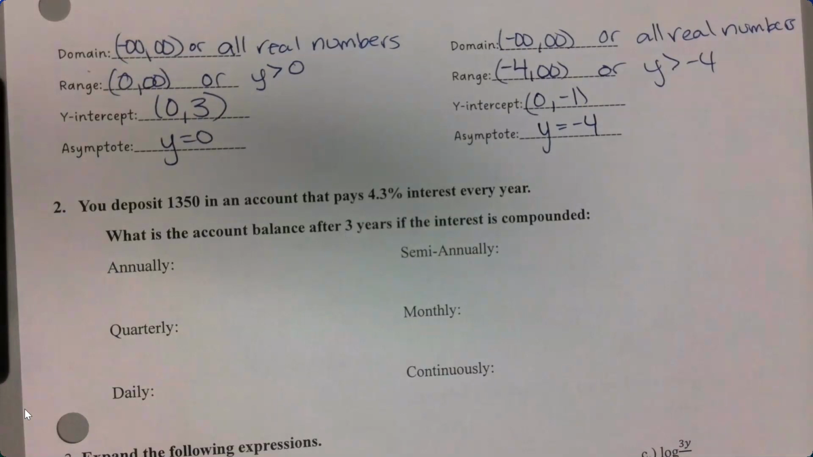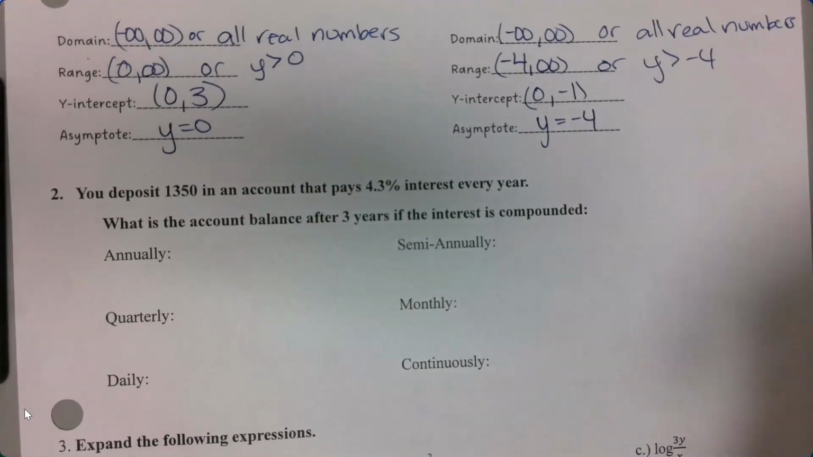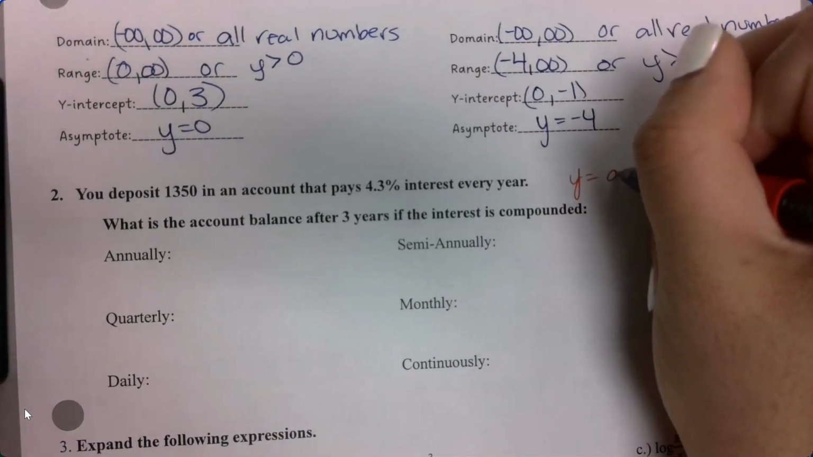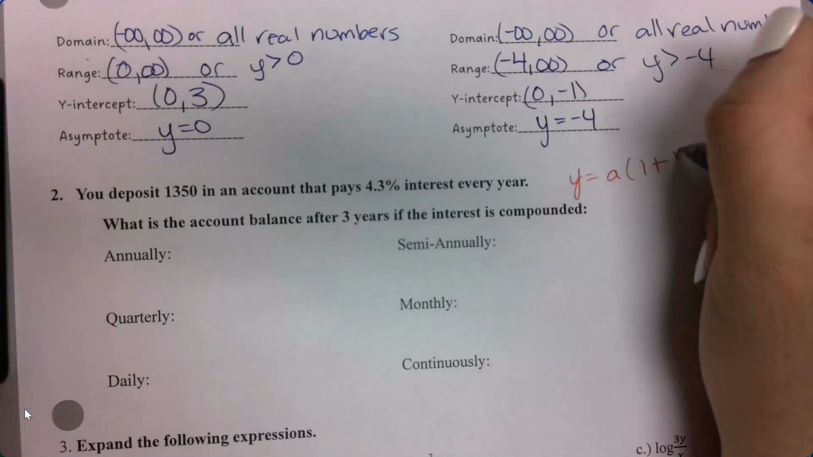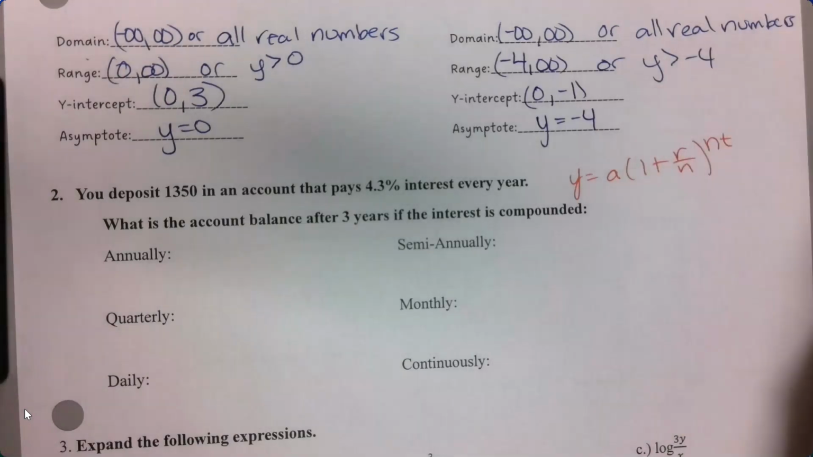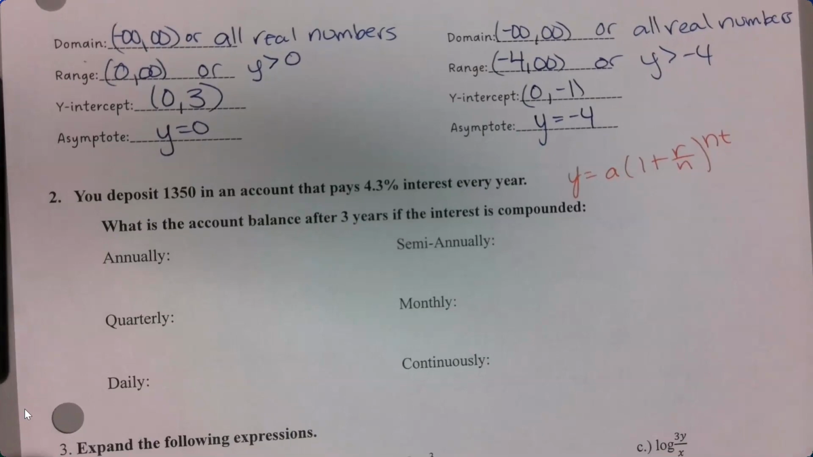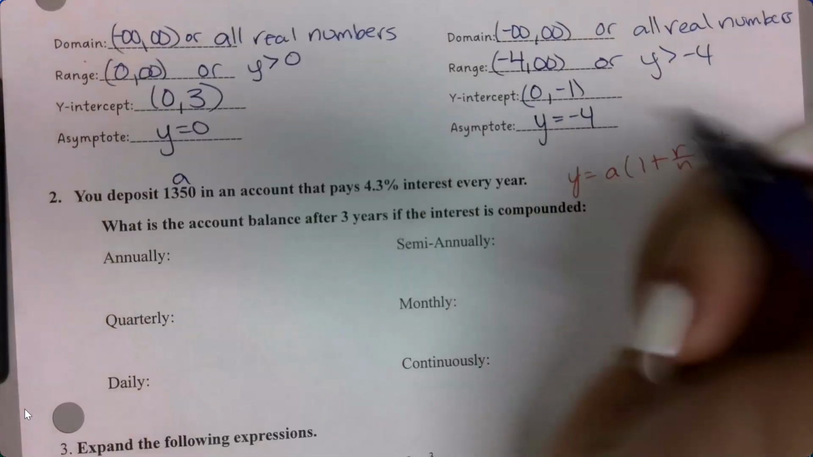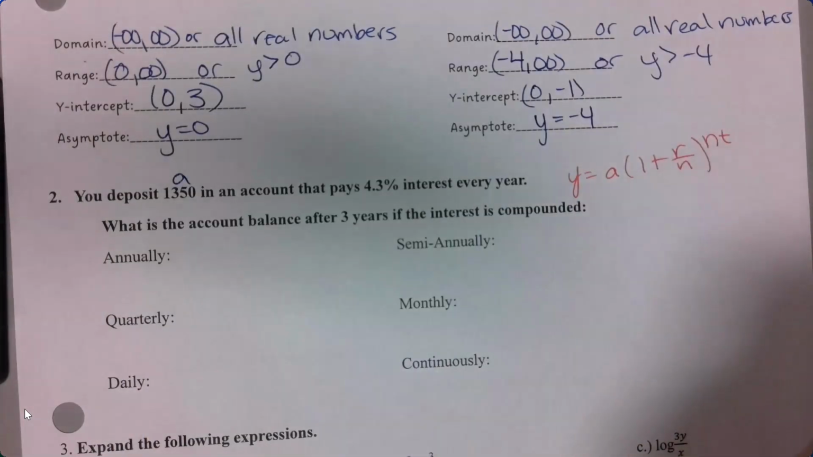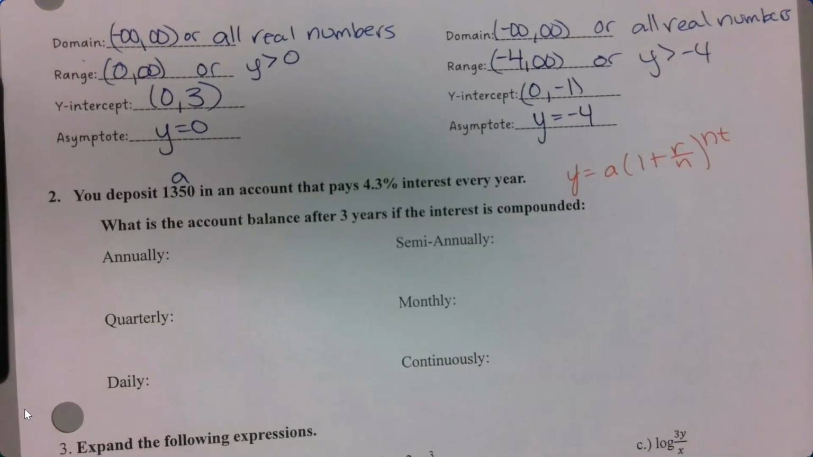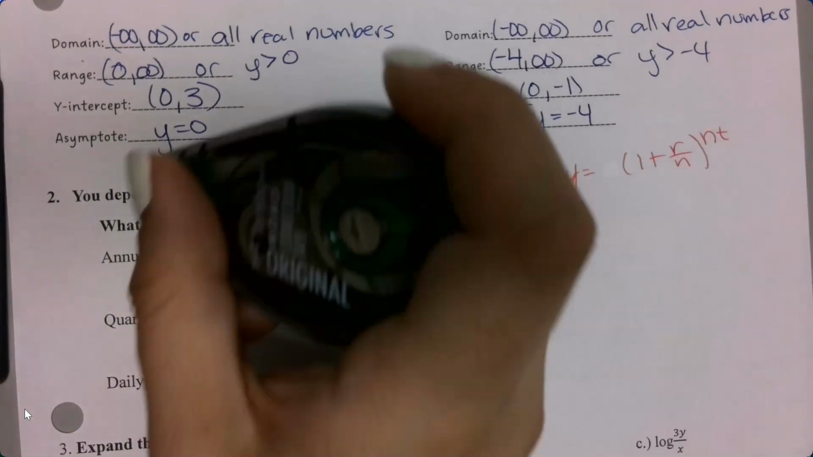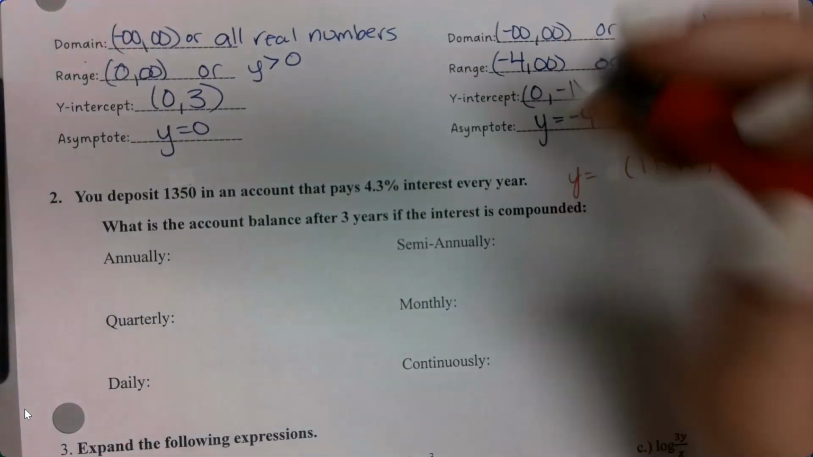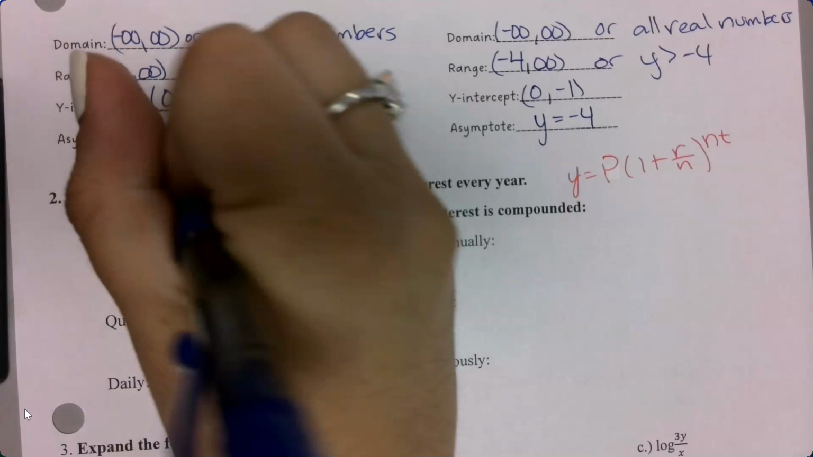This one wants me to deposit $1350 into an account that pays 4.3% every year. Find my balance after 3 years. The formula for this is y equals a times 1 plus r over n to the nt power. So this is my a. Just kidding, I think the formula is p. So this is my p.